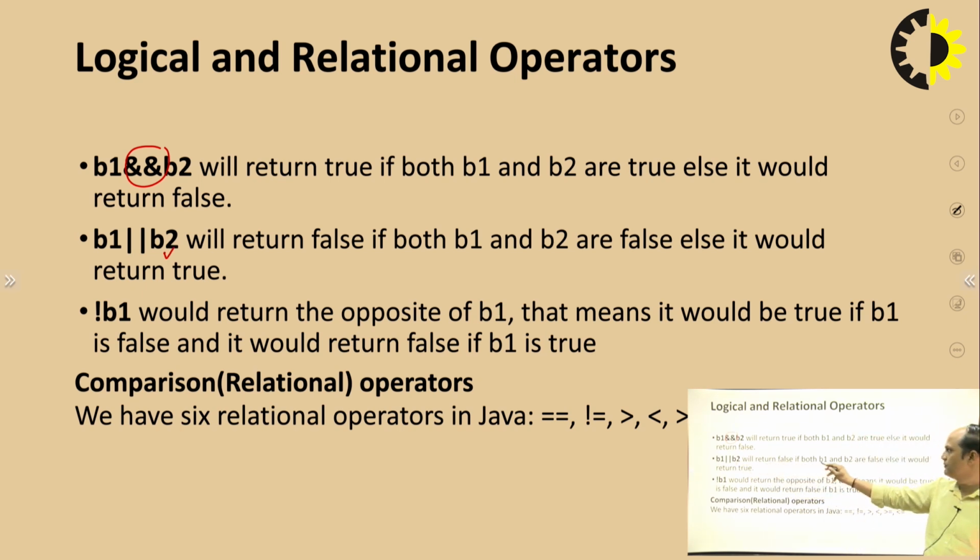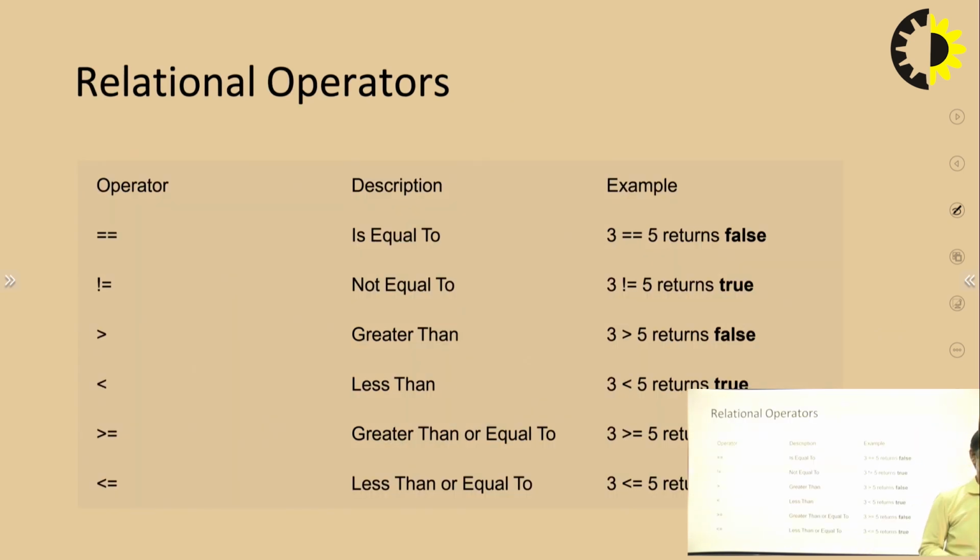B1 or B2 will return false if both B1 and B2 are false, otherwise it returns true. The NOT operator returns the opposite of B1: it is true if B1 is false, and false if B1 is true. In relational operators, we can use six types in Java: double equal to, not equal to, greater than, less than, greater than or equal to, and less than or equal to. Here are the descriptions and examples.